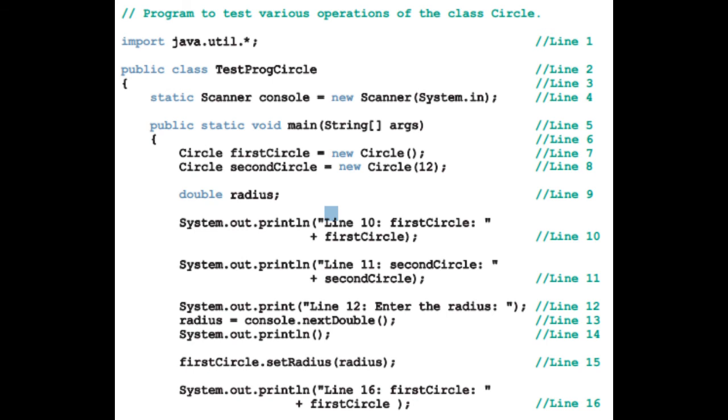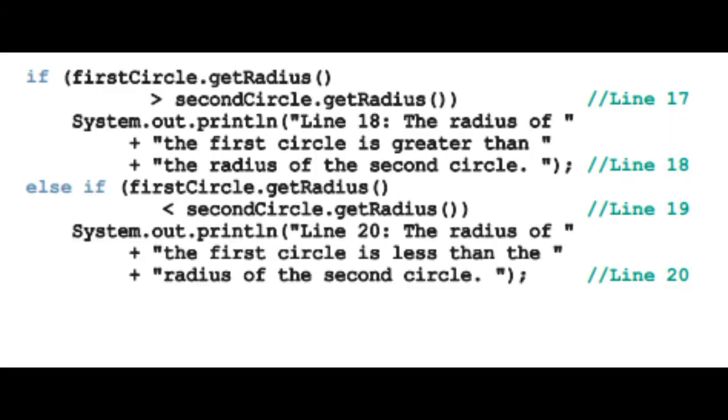The statement in line 13 stores the value entered by the user in the variable radius. The statement in line 15 uses the value of radius to set the radius of firstCircle. The statement in line 16 outputs the radius, area, and perimeter of the first circle. Statements in lines 17 to 23 compare the radius of firstCircle and secondCircle and output the appropriate result.